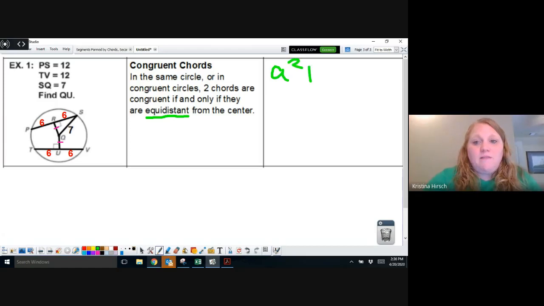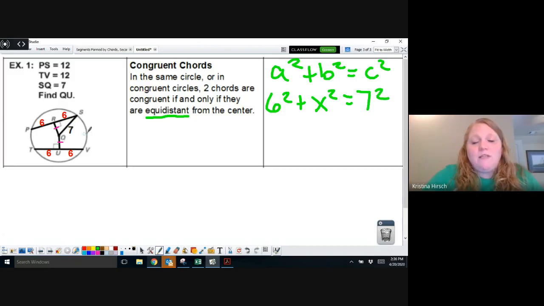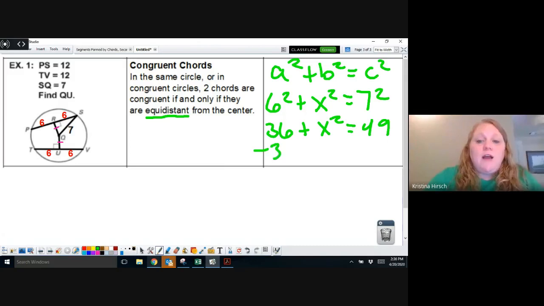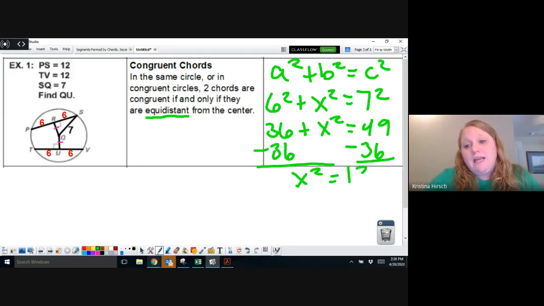So this problem is definitely a lot more complicated. All right, so I would have 6 squared plus, we don't know, squared, b squared equals 7 squared. And that's because the hypotenuse is 7. That's the longest side. Remember, that's always the c. So I would have 36 plus x squared equals 49. Subtract 36. So x squared is equal to 13.